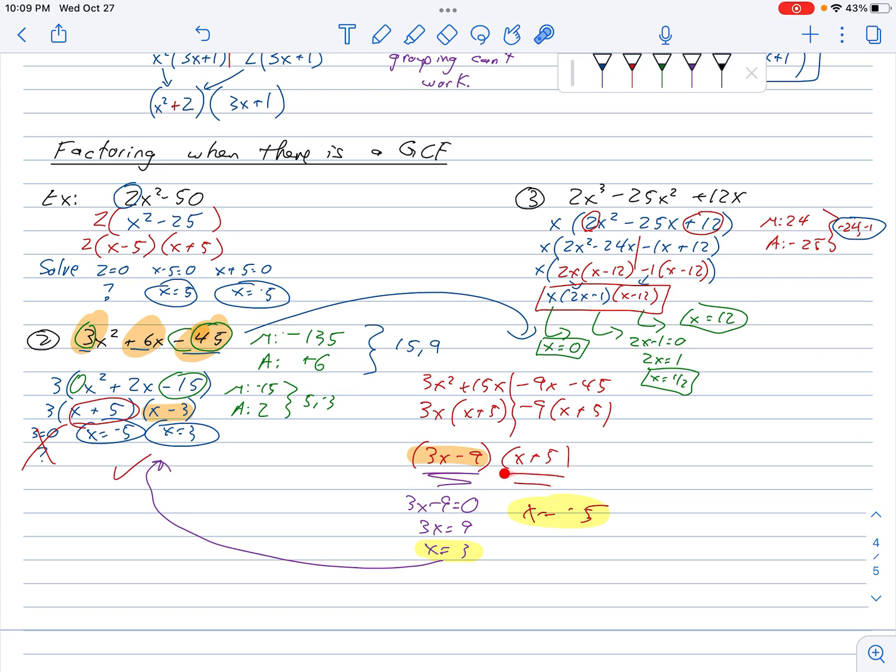If I were to ask you to fully factor, this is not fully factored. This is fully factored, fully simplified from a factoring point of view. If I ask you to solve, it kind of doesn't matter which way you do it. You're going to get the same x-intercepts, the same solutions.